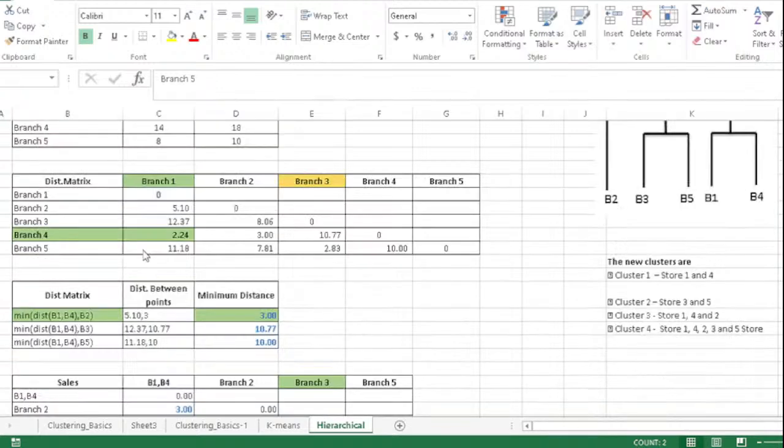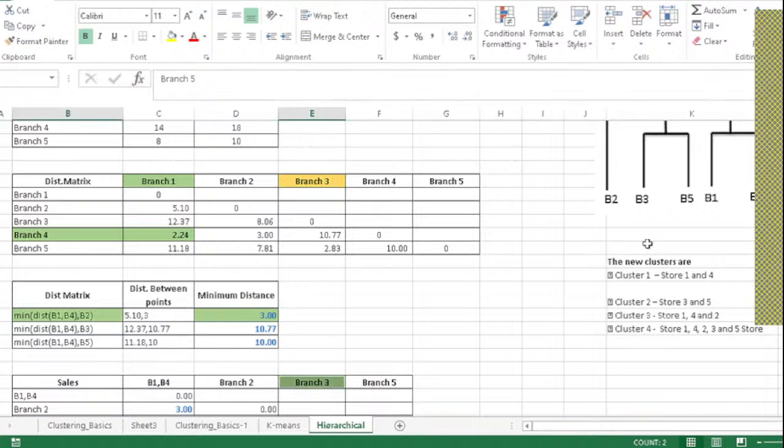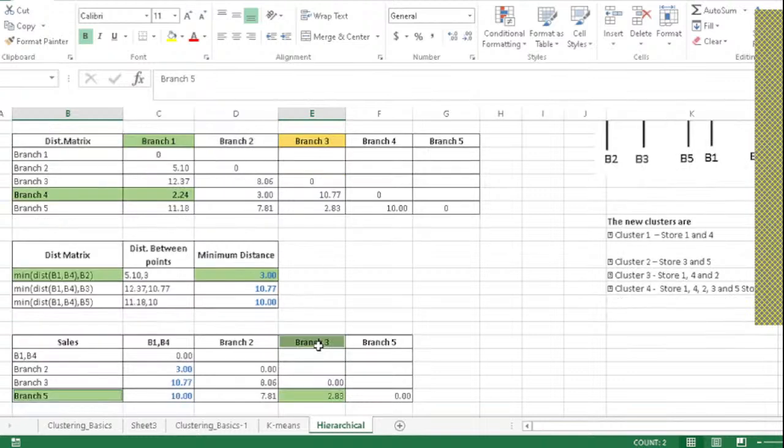Is this clear? This is in Excel. If you have any doubt, let me know. Otherwise, these are just the steps that I have explained in the dendrogram. I'm just finding the closest distance, calculating, and picking the cluster with the smallest distance.